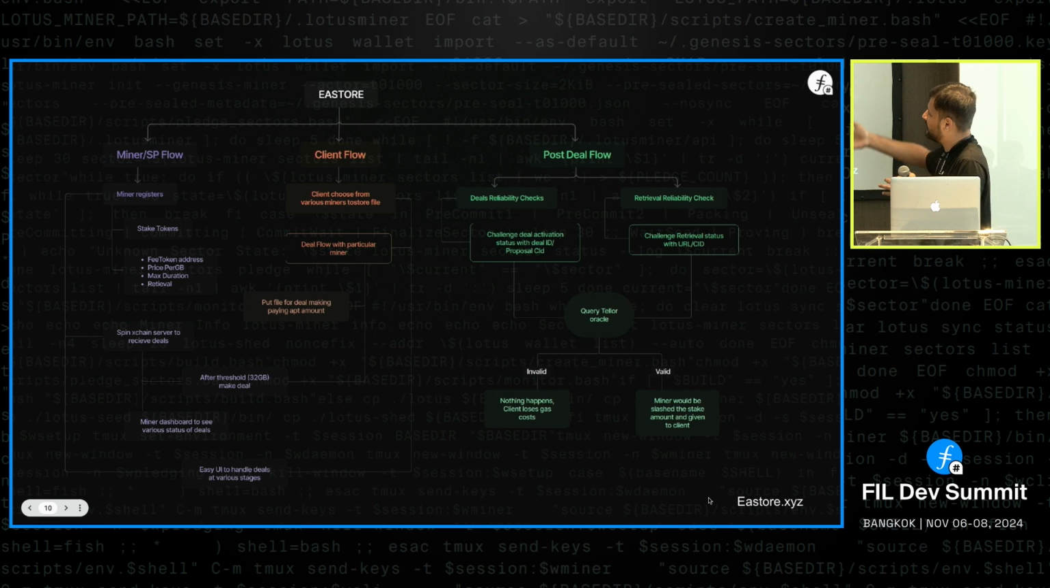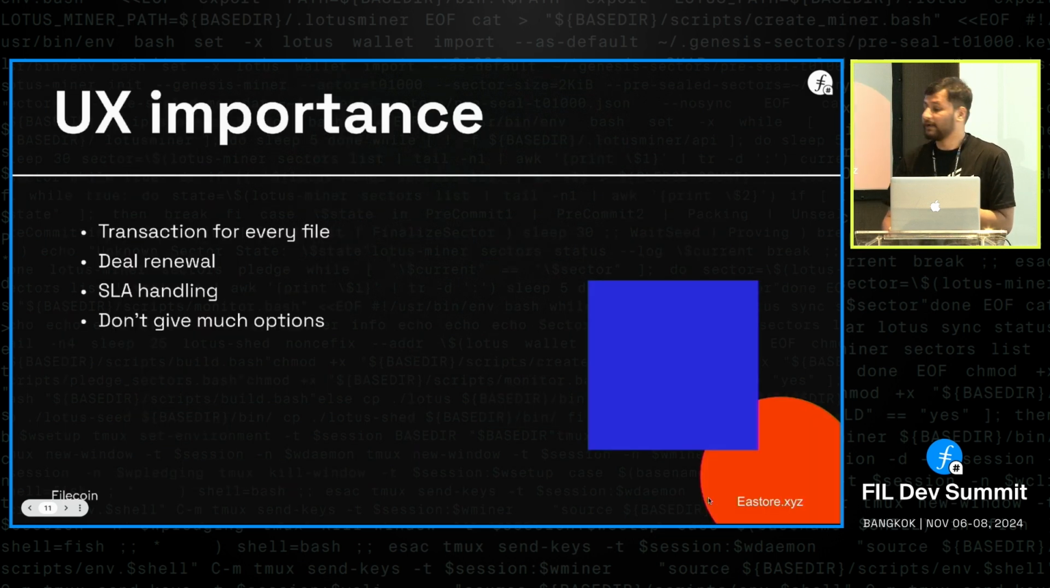And if not, then slash the miner and give a section of payment to the station and part of the payment, part of the slash to the user. So this is how the post-deal SLAs are being maintained on Eastore. Yeah, now a few basic things, even if we are able to execute what I have said, there are a few UX challenges that come.